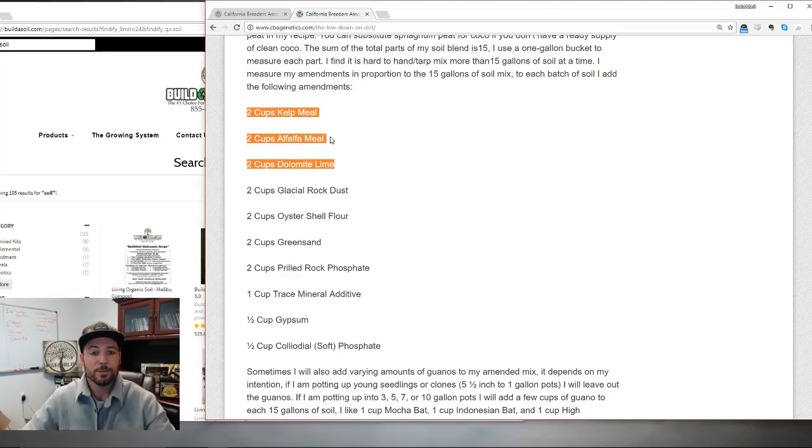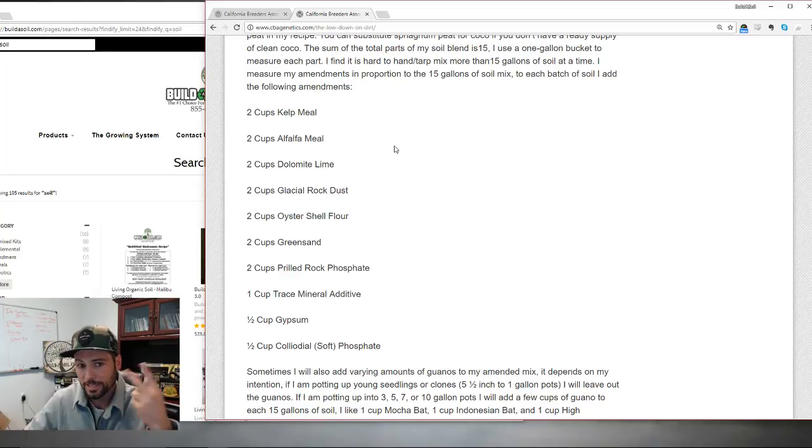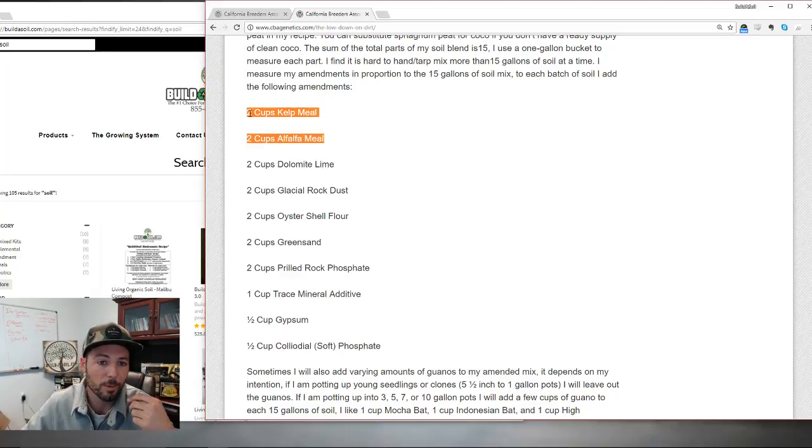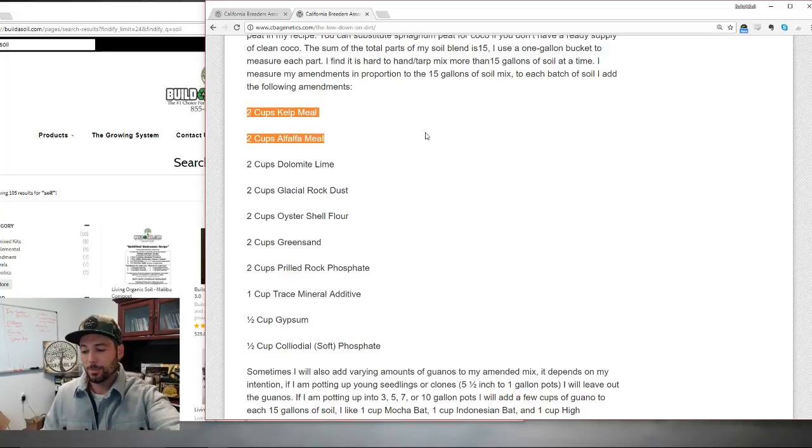His amendments are these two. He's got 4 cups. So 2 cups kelp, 2 cups alfalfa. Killer amendments. Kelp and alfalfa, probably two of the most important. We started adding alfalfa in our new 3.0 recipe, but the idea that I wanted to show you is that he's got similar numbers. We add 3 cups, he adds 4. I think you could be safe between 3 and 6, depending on the type of amendments that you add.